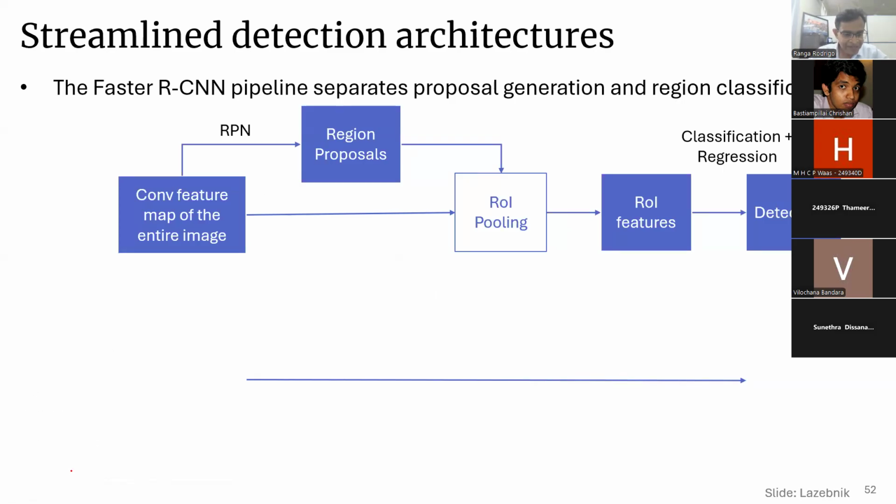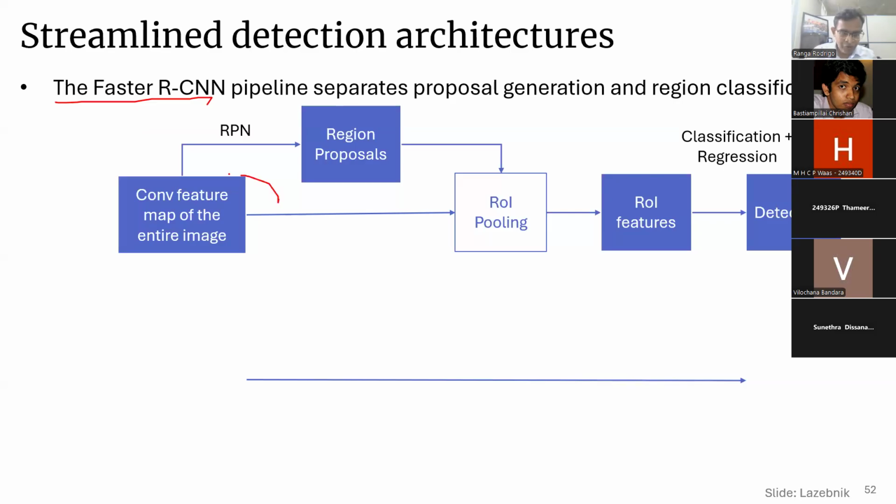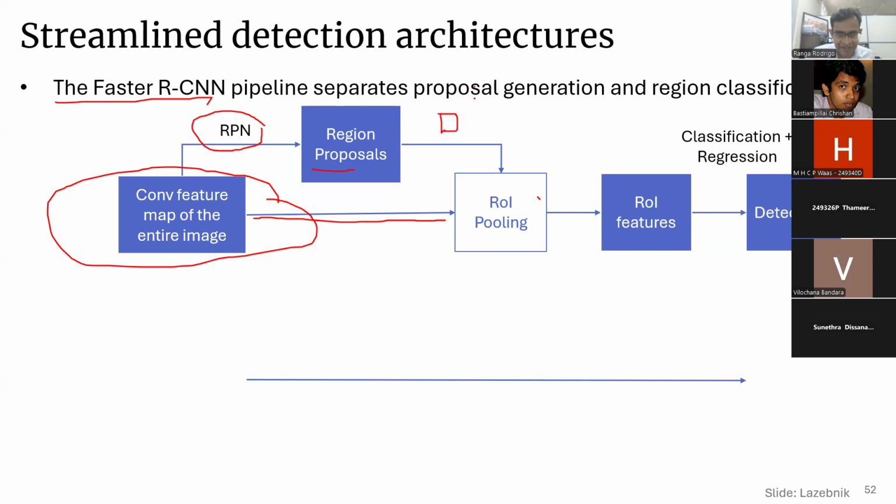Just before the break, we looked at the faster RCNN pipeline. It has the convolutional feature map that is generated. And on top of that feature map, we run the region proposal network, and we have the RPNs. And based on the RPN boxes that we get, we have the ROI pooling done. Then we have the ROI features for each of these regions, and then we do detection, classification, and regression on that.